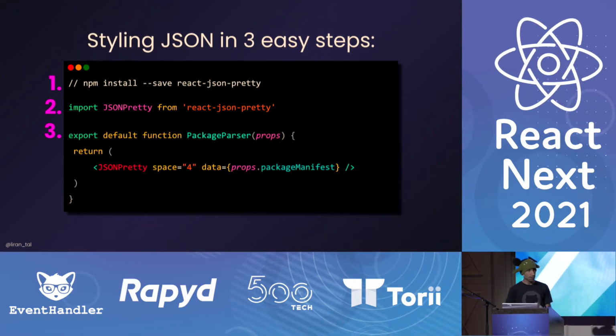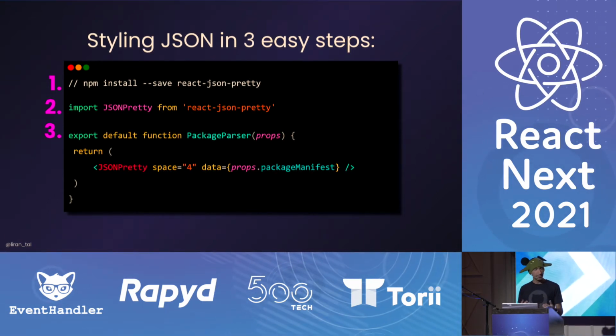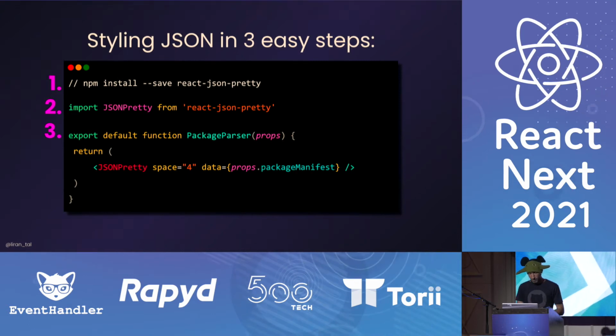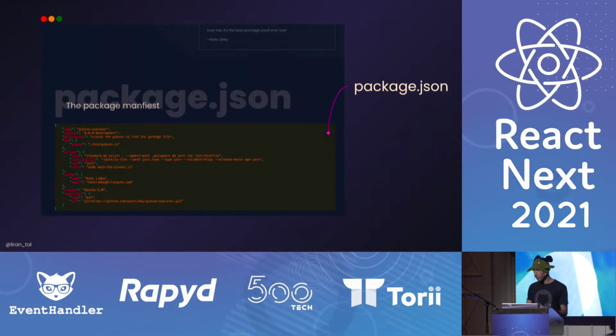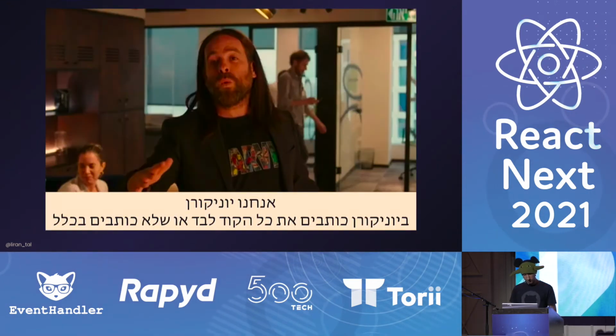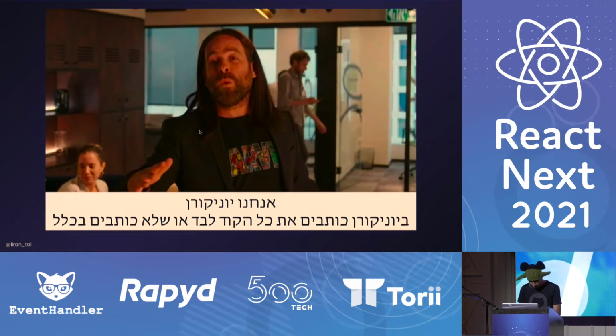I'll import it to my application, and it's easy enough to use. I'll just import it as a component and pass my package manifest to it, which is essentially just JSON, and that's it. I'll have this. Sounds simple, right? OK, let's get to coding.